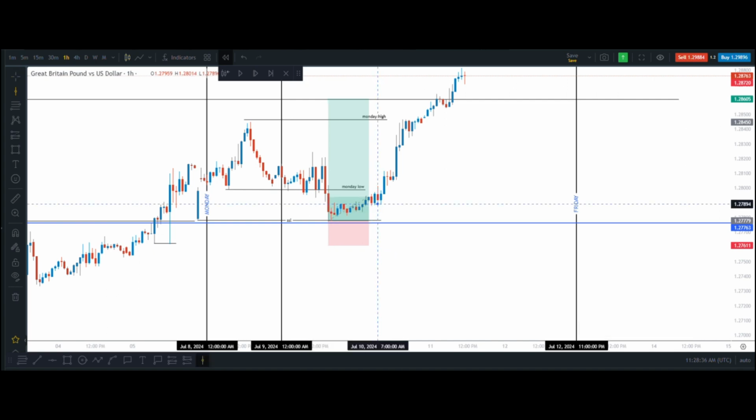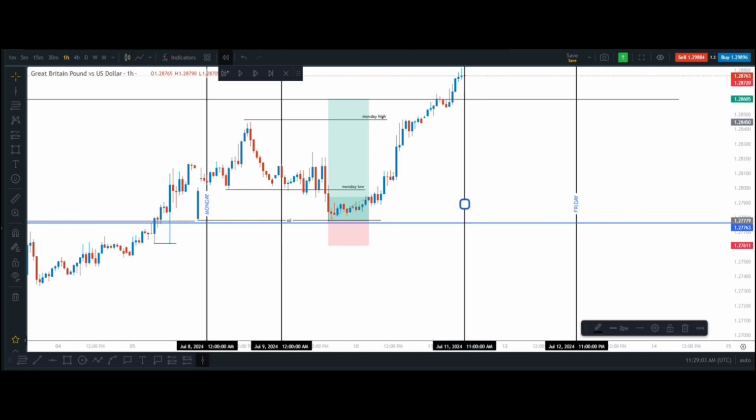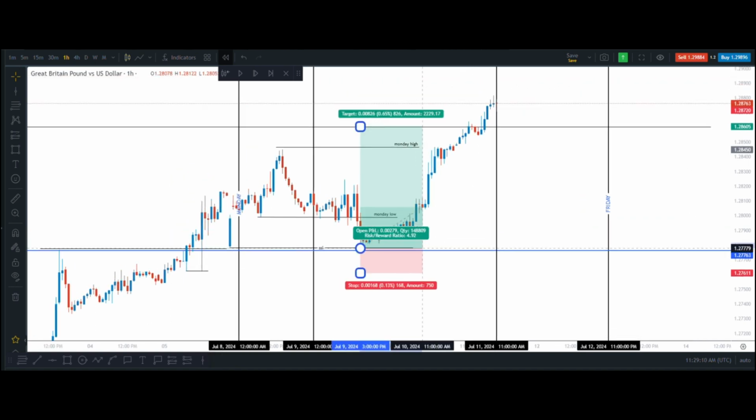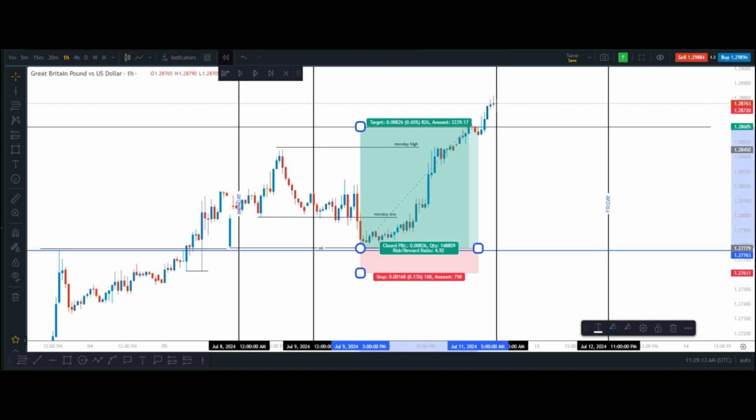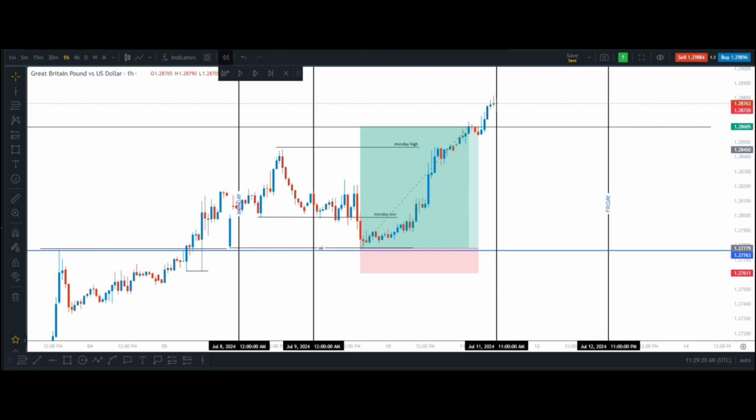What day is this? 9 is Tuesday, right? Tuesday, yes. So this is Wednesday. So our full TP came on Thursday, New York session. That's when we had the full TP. So you can see that if we want to calculate this with TradingView, this must have been around 120 pips profit, right?